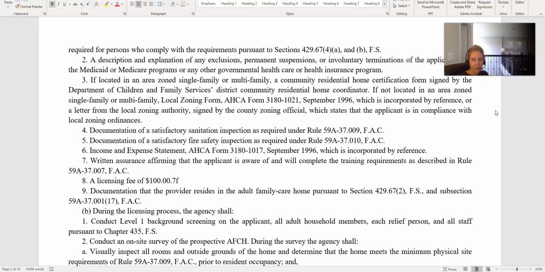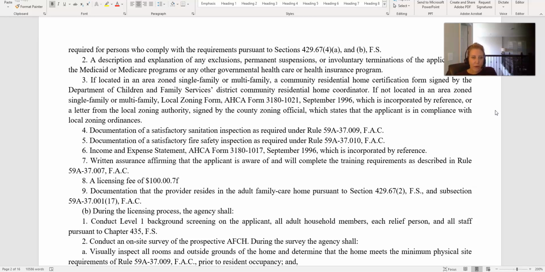Number 3, if located in an area zoned single-family or multifamily, a community residential home certification form signed by the Department of Children and Family Services District Community Residential Home Coordinator. If it's not located in an area zoned single or multifamily, the local zoning form, which is ACA Form 3180-1021, which is incorporated by reference, or a letter from the local zoning authority signed by the county zoning official, which states that the applicant is in compliance with local zoning ordinances.